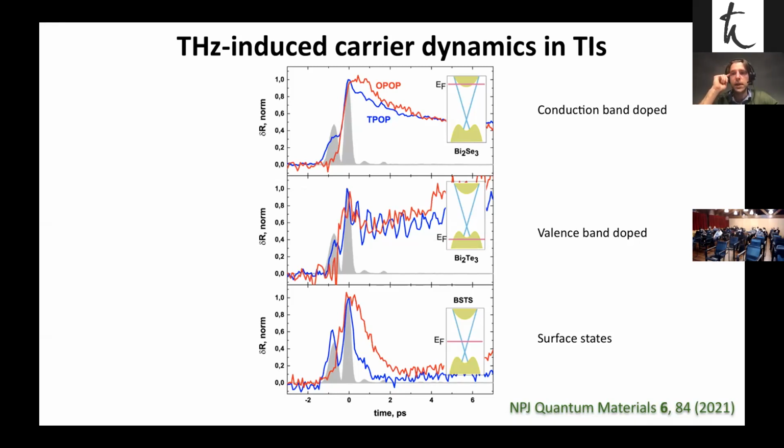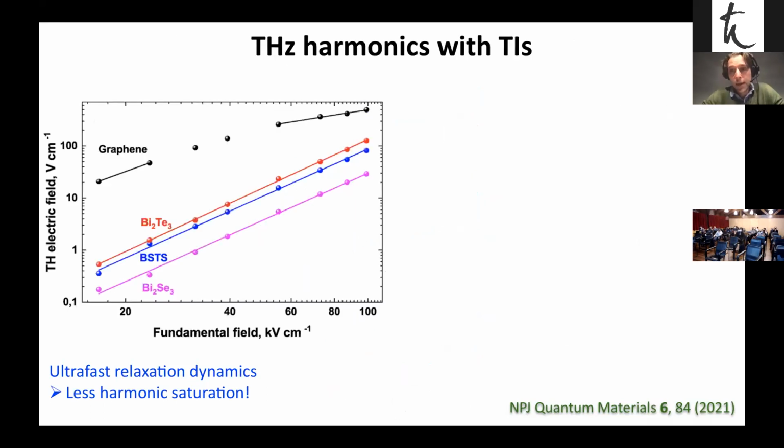And that is because in this case, you're really probing the dynamics purely of the surface states, because you're not exciting bulk states, because your Fermi energy is in the gap, and you're exciting with very low energy with your terahertz light. So this looks very promising, because this is exactly what we want. We want short-lived hot electrons in our Dirac states. So does that mean we also get less harmonic saturation? Luckily, the answer is yes.